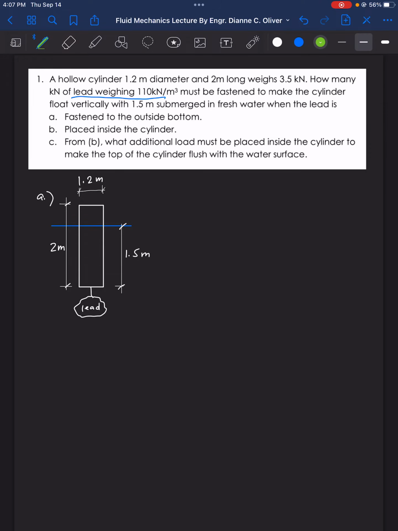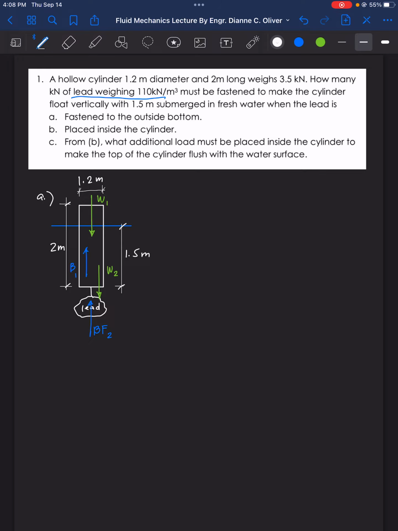So here are the forces present. The weight, of course. The weight of the cylinder, say that is weight 1. Then we have the weight of the lead, say that is weight 2. Then we also have here buoyant force 1 for the cylinder, and for the lead we have buoyant force 2.